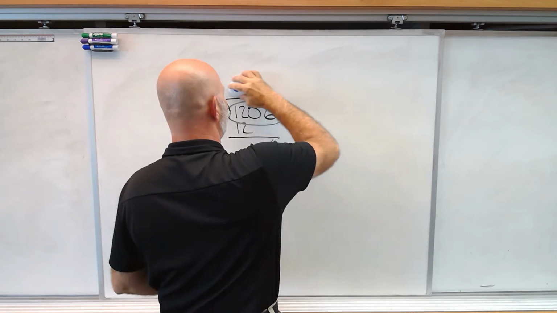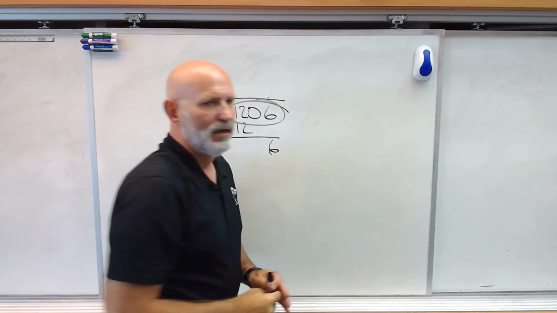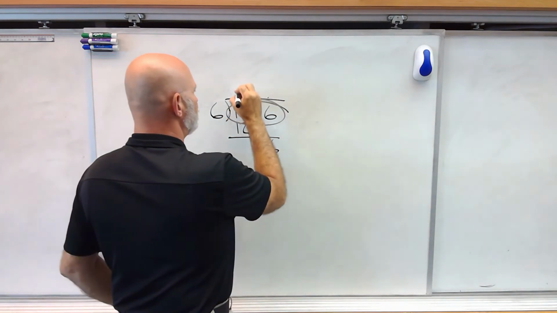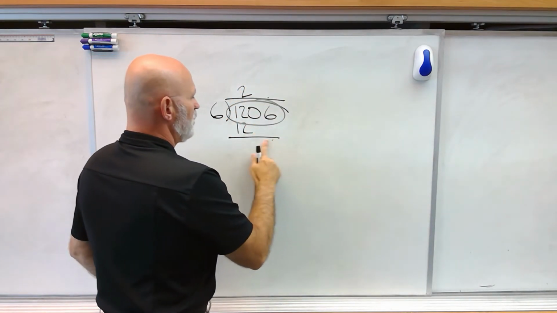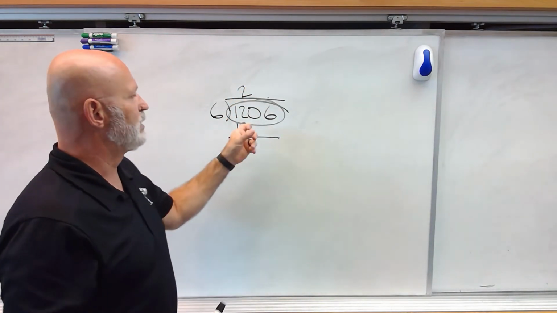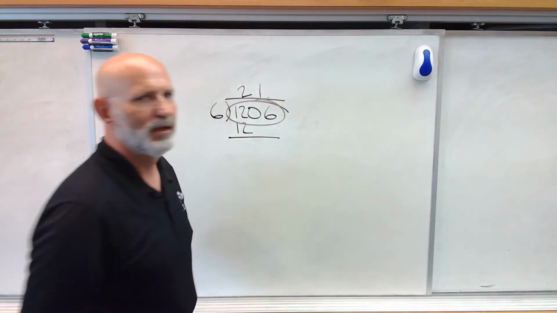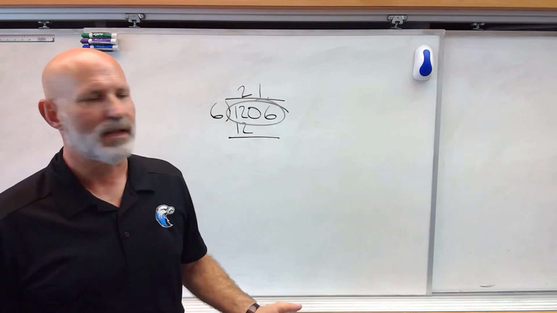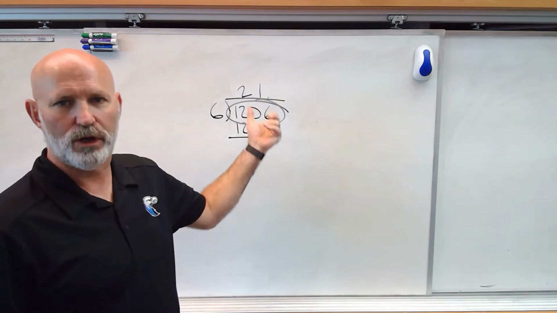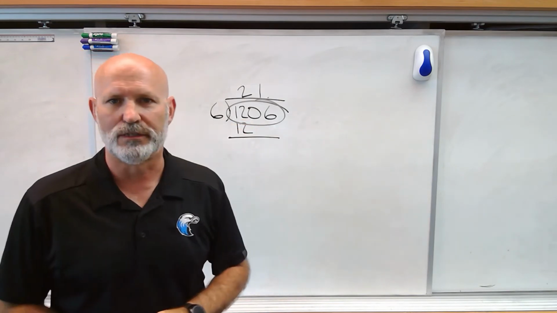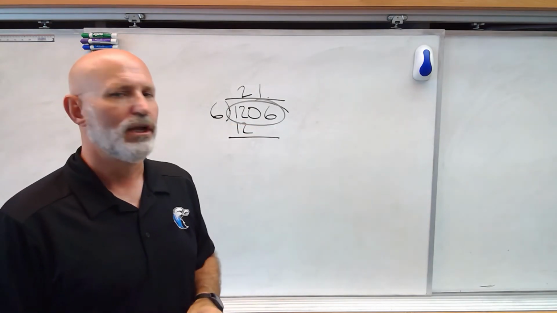I know a lot of students who will do this. What they'll do is they'll say, well, 6 goes into 12 twice. 6 won't go into 0 at all, but it will go into 6. So then they'll do this here and say they're done. Okay? So then they do 21 times 6. It does not work out to my 1206. Okay, so you've got to be careful.